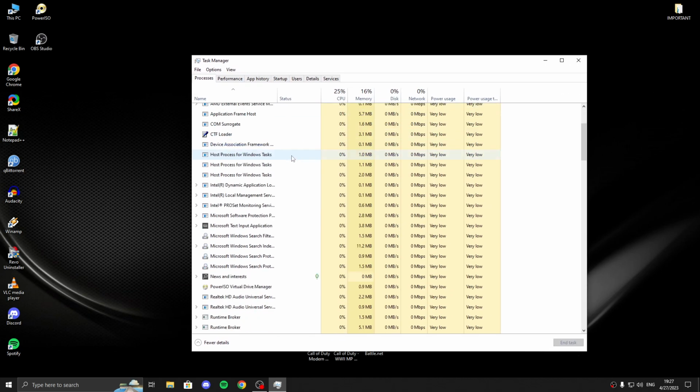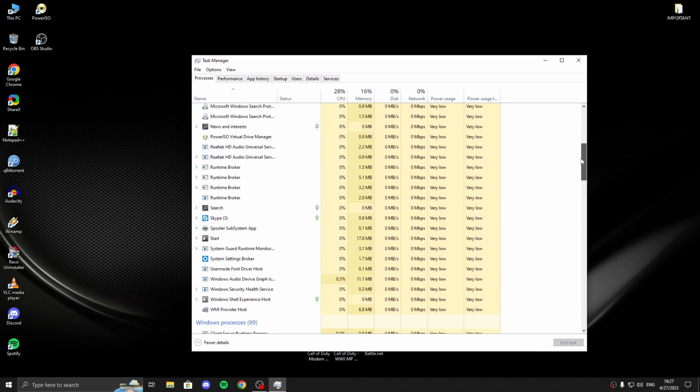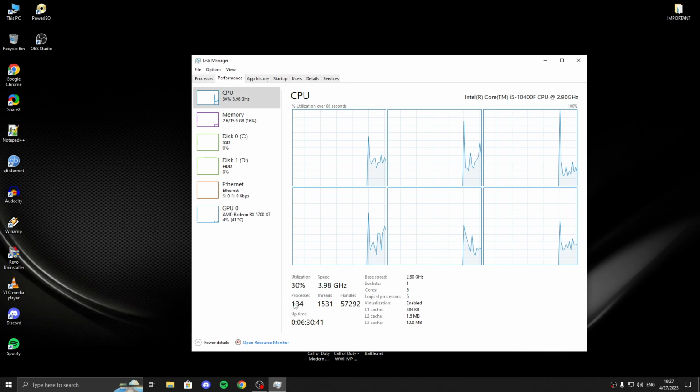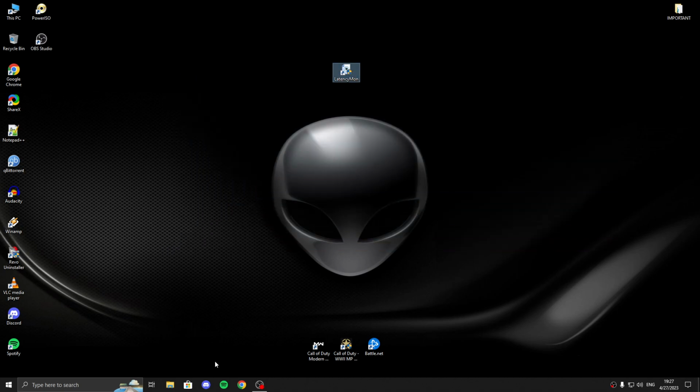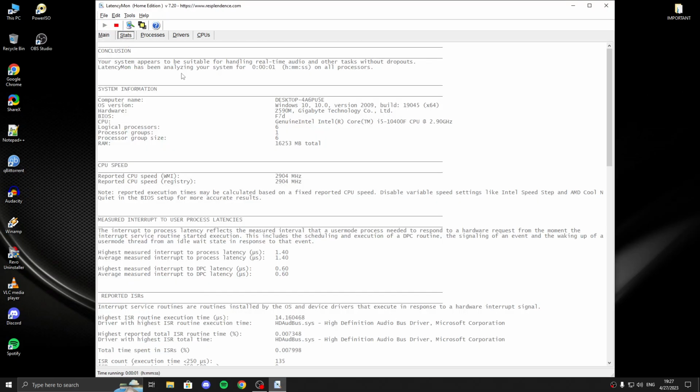As you see, for example, we have the default processes. We have 134. Let's see the latency with start. As I said, I haven't changed anything. I haven't optimized anything. It's the default Windows. I just have updated Windows. As you see, the latency is not so bad.